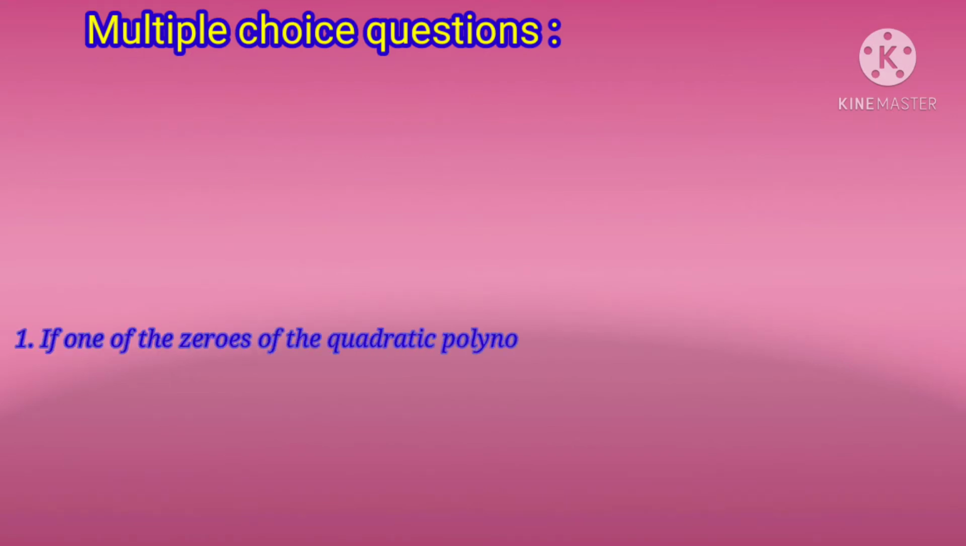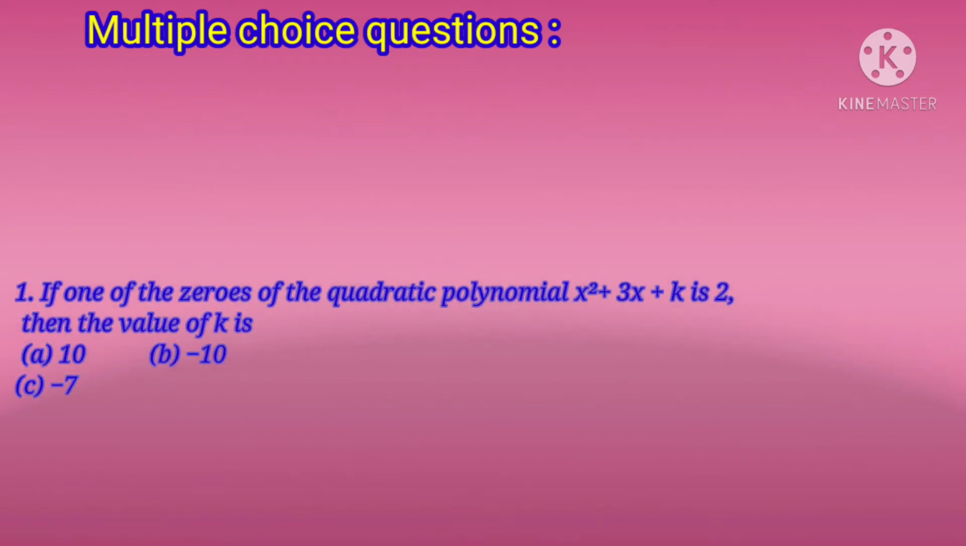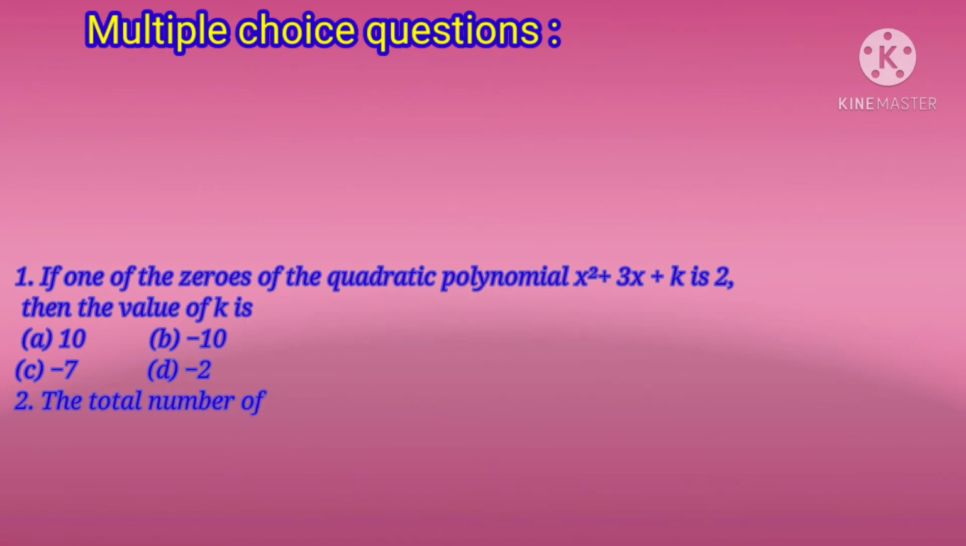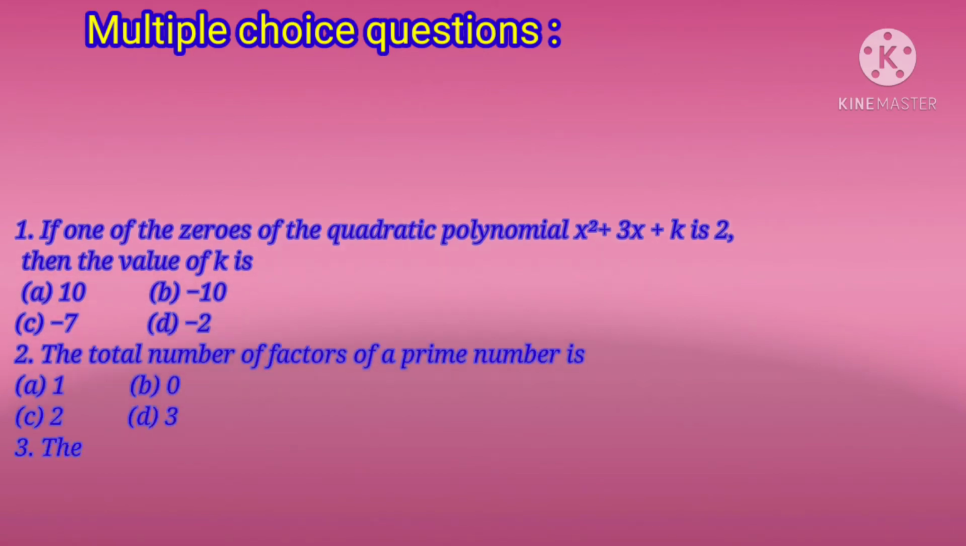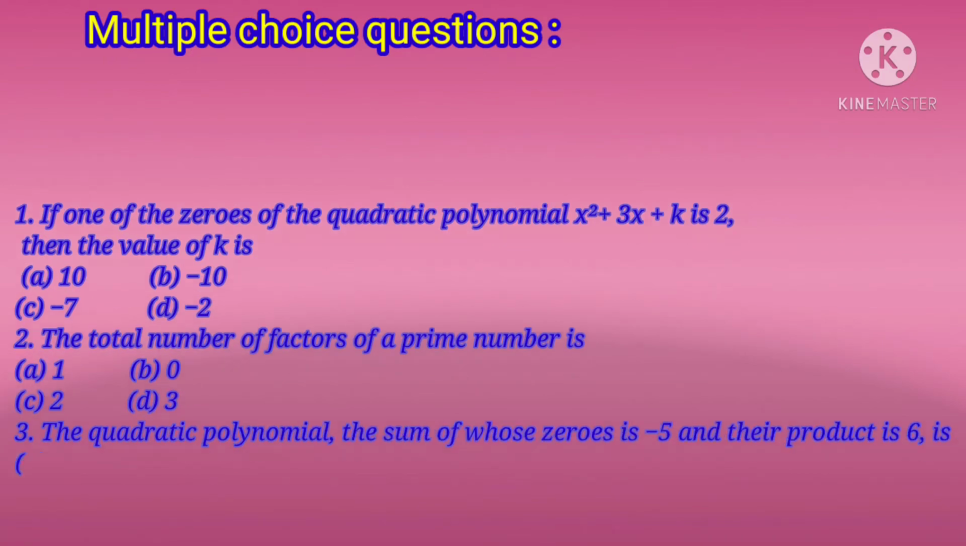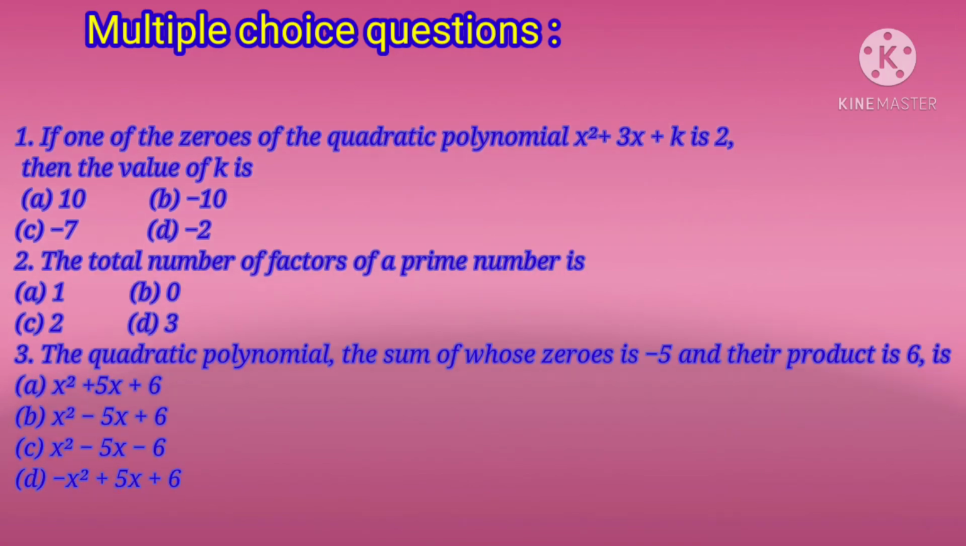Multiple choice question. The first question is, if one of the zeros of the quadratic polynomial x square plus 3x plus k is 2, then find the value of k. The value of k will be 10, minus 7 or minus 2. We have to tick the right option here. Let's start our first question.